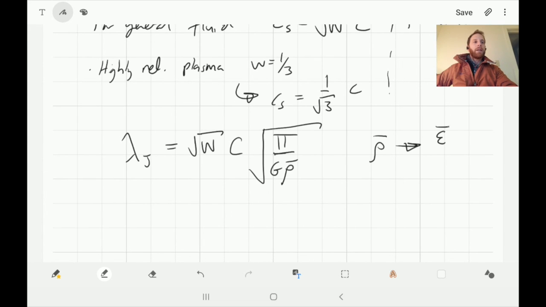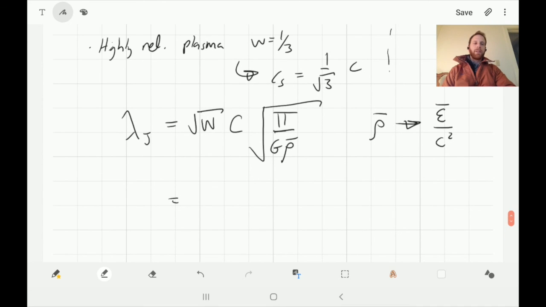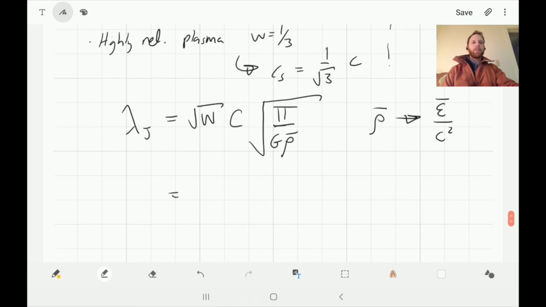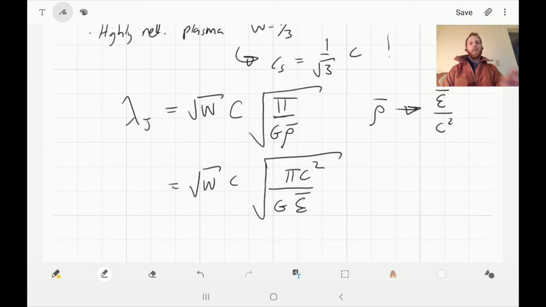We're thinking about Einstein, E equals mc squared. So what that means is that the energy density is equal to the mass density times c squared. If we make that substitution, if we replace the mass density with the energy density divided by c squared, this can be written as the square root of w, c, and then pi, there's a c squared on top, a G, and then this is epsilon bar, the average energy density. And hopefully this combination of things, with any luck, will look familiar to you, but it may not.